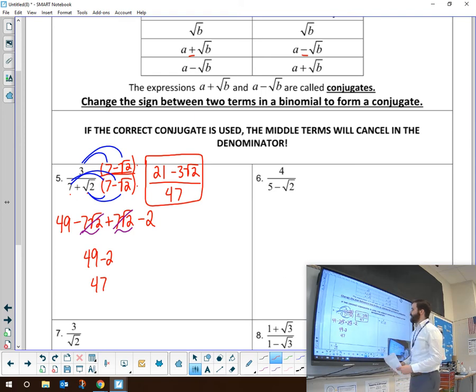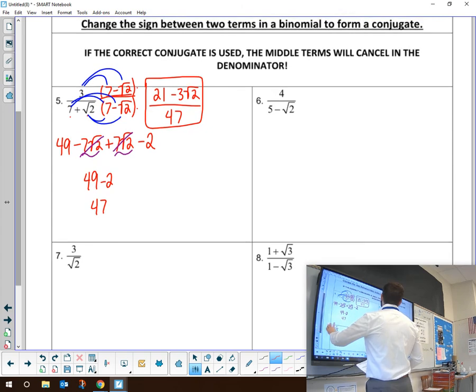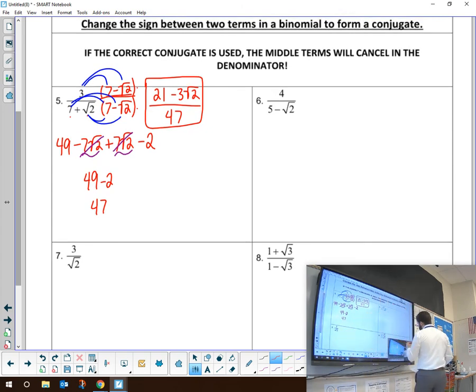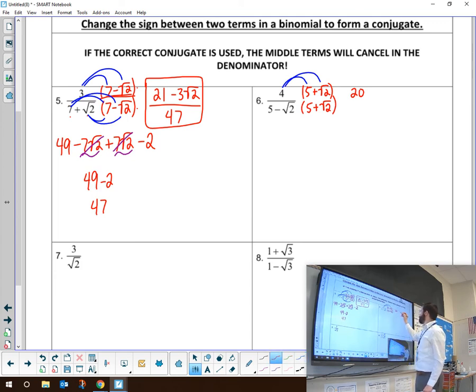Okay, let's take a look here at number 6. So number 6, once again, we're going to multiply by the conjugate. The conjugate of 5 minus square root of 2 is going to be 5 plus square root of 2. Okay? Remember, same two numbers, just we switch the sign that's in the middle. So we're going to multiply by 5 plus square root of 2 on top as well. Okay, so let's distribute here. 4 times 5 is 20. 4 times square root of 2 is going to be 4 square root of 2.